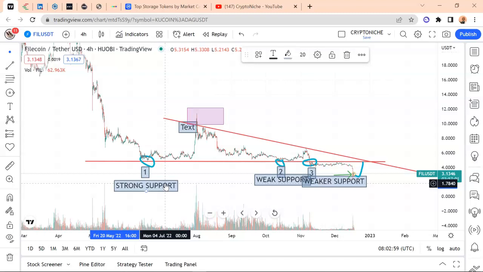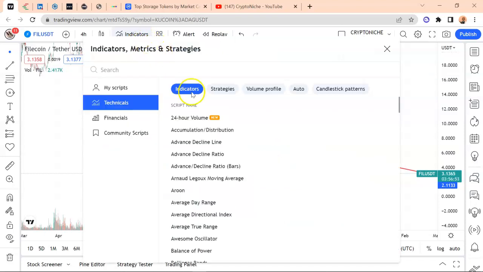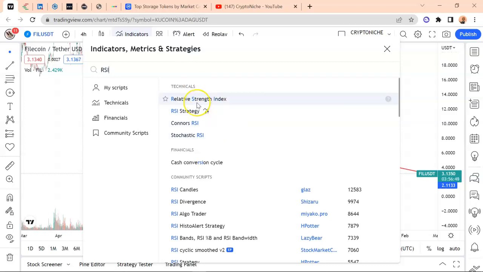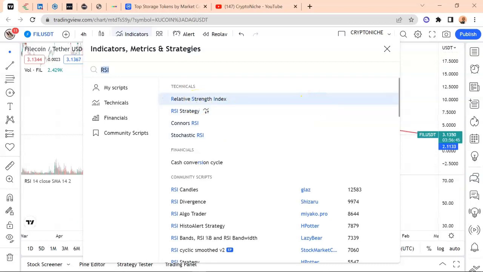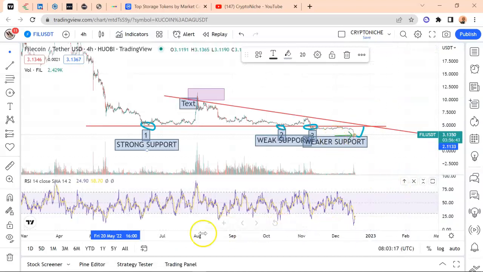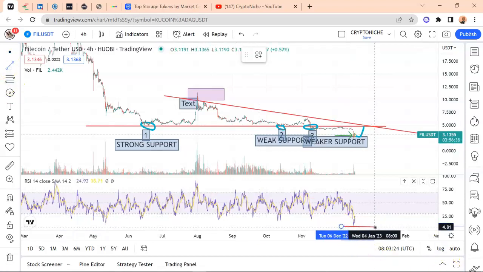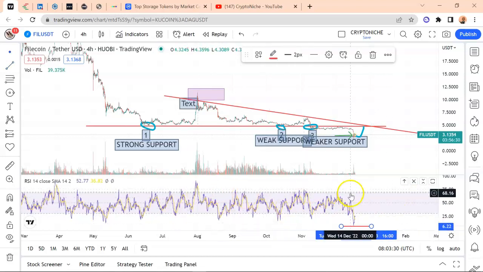You can see I did not even draw an indicator, but let's assume I want to add one. Which one should we add? Let's add RSI. When you add your RSI, you can see that at this point it is clearly in the oversold region, and I'm tipping this for a reversal.